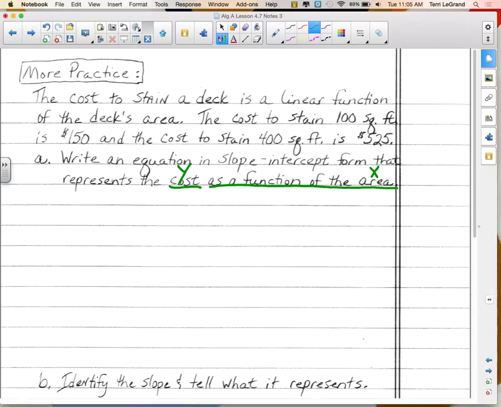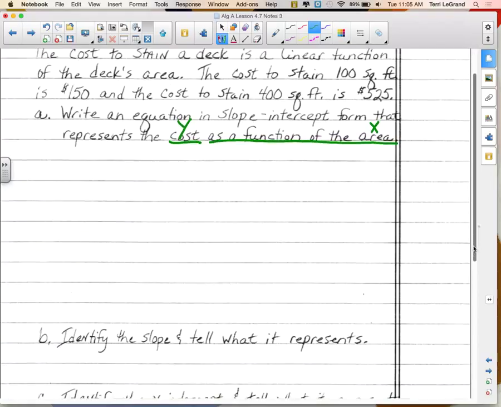Okay, she's passing it out to Michaela. Michaela, what do you think? 100 square feet and 150. Okay, so we could use (100, 150). That could be one of our ordered pairs. When the area is 100 square feet, we don't need the labels in our ordered pairs. The cost is $150. Well then, go ahead and write what the other one would be. What would the other ordered pair be?